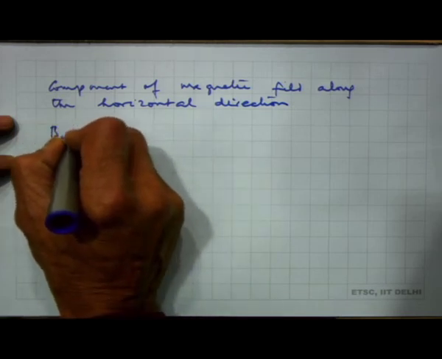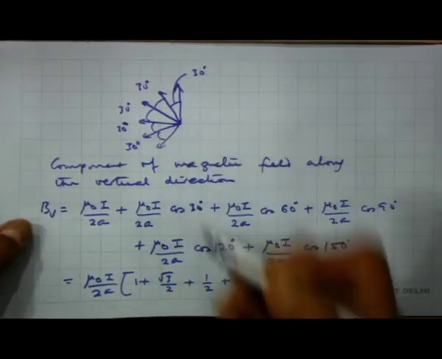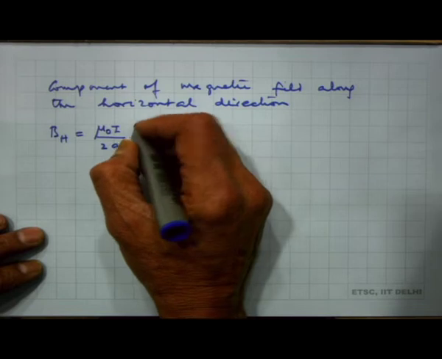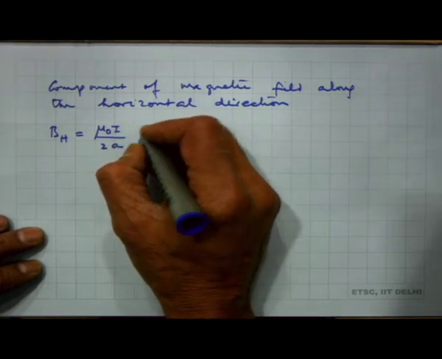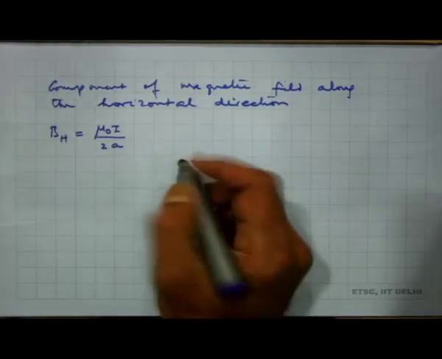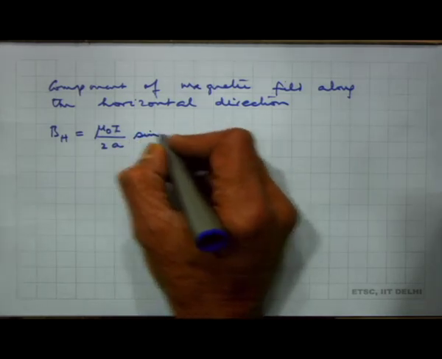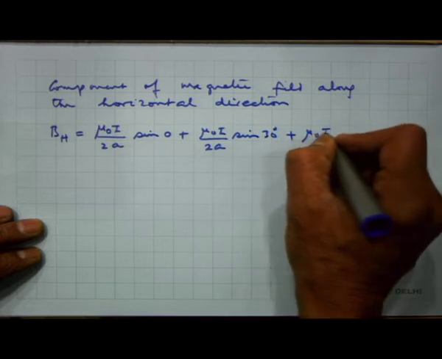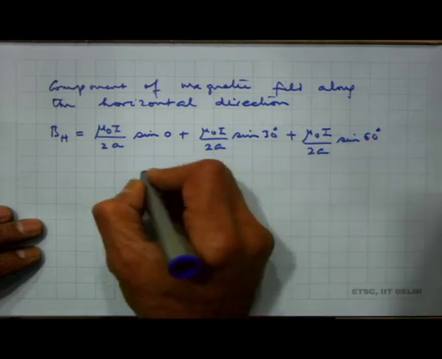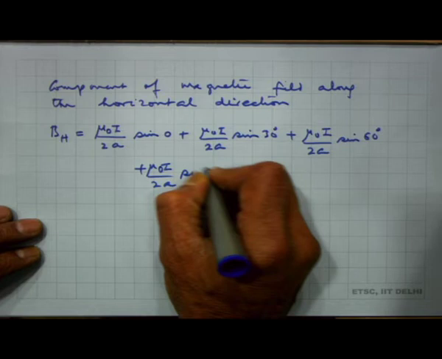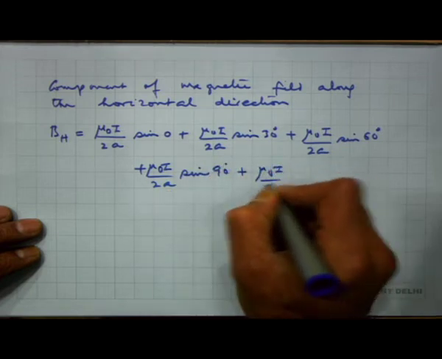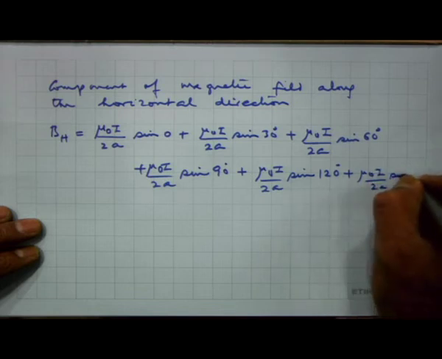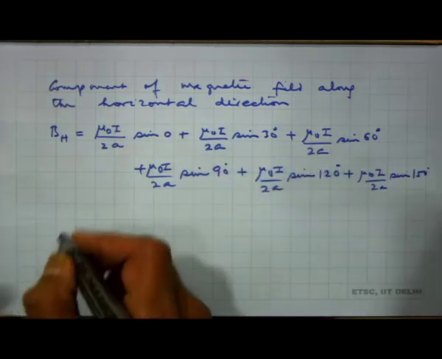So, B horizontal: now instead of cosine I will have sine functions, horizontal components are all sine. So, I will have mu naught I by 2a sine 0 plus mu naught I by 2a sine 30 degrees plus mu naught I by 2a sine 60 plus mu naught I by 2a sine 90 plus mu naught I by 2a sine 120 degrees plus mu naught I by 2a sine 150, and you can simplify this.